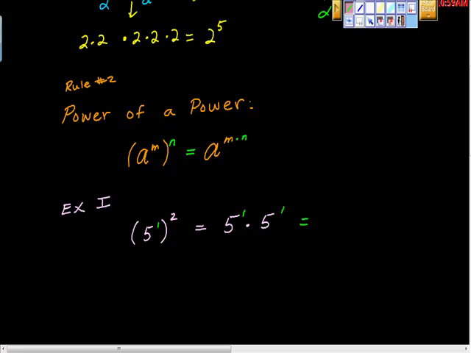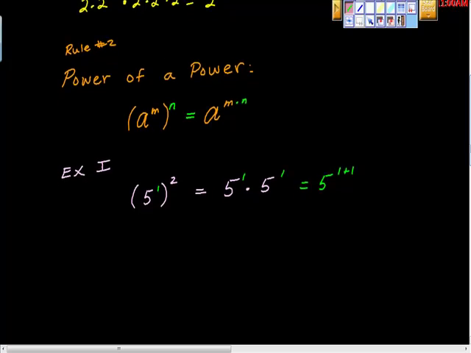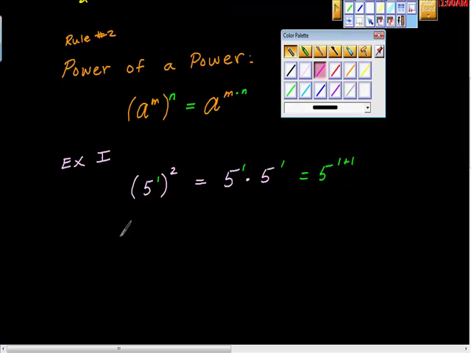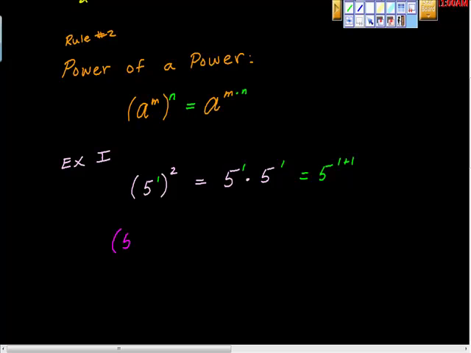And look, we can actually go back and use the first rule that we talked about. We can use the product of powers rule here, and we can just say this is 5 to the 1 plus 1 power. But look at this for a second. What if we did this, just to show you why this rule was necessary? What if we had 5 squared, and we raise that to the, I don't know, third power.